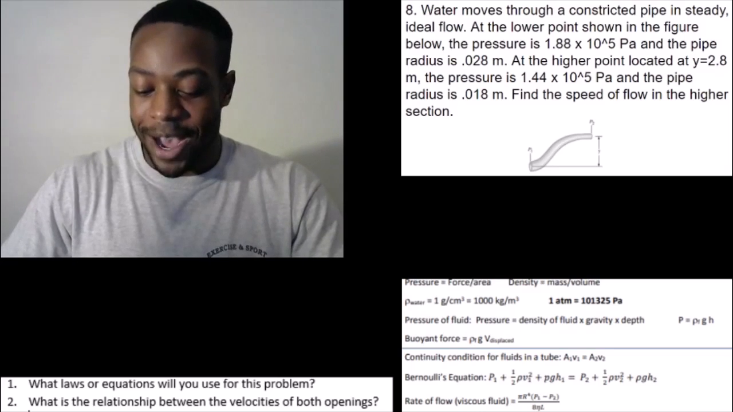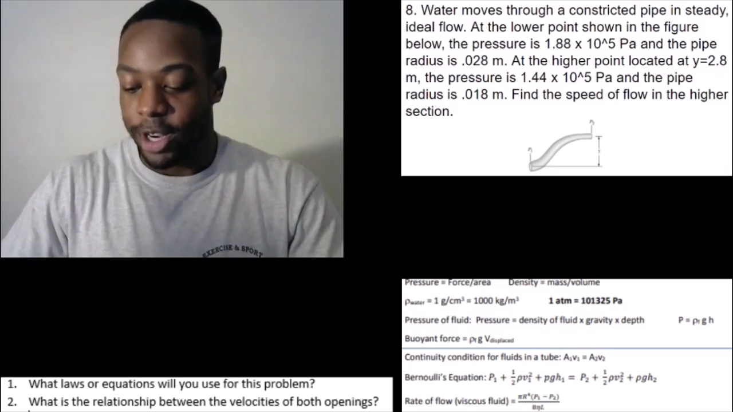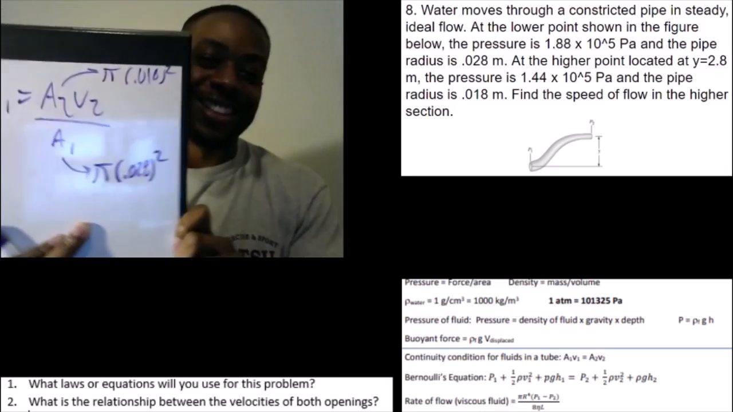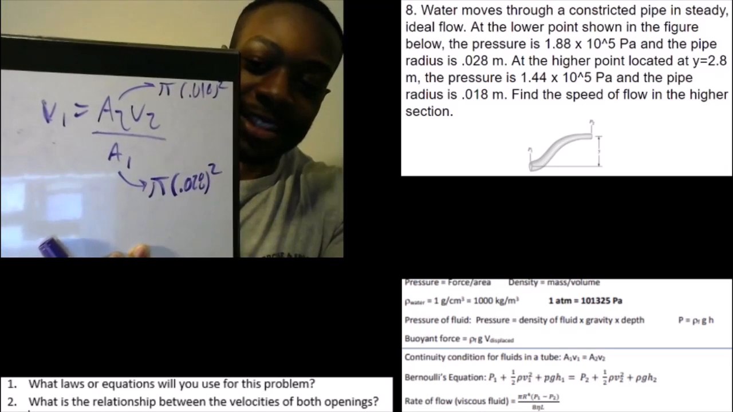Yeah, I feel you. We're going to do pi times 0.028 squared. And that's it. So, not too tough.